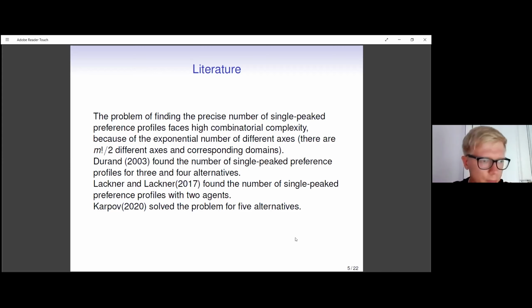And I solved this problem for 5 alternatives recently by considering all domains and all intersections. Here I will show the solution for the general problem, finding a recursive formula for the number of preference profiles.